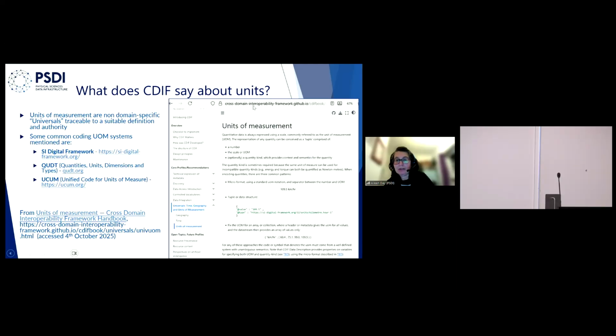This is a screenshot of the CDIF handbook. The main point is that we should use a common coding system, and you can effectively tag up any quantities or properties with one of these standard coding systems. So this sounds like a sensible way to go about things, and these suggestions were useful. We've not got so far as to look at these yet, but they are on our list. This was a starting point for how we were starting to think about units of measurement.